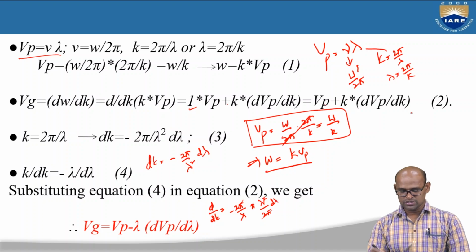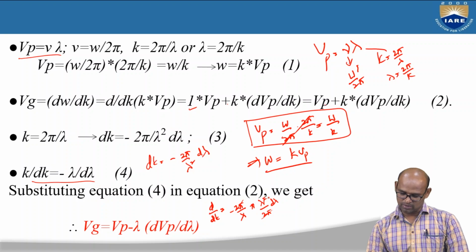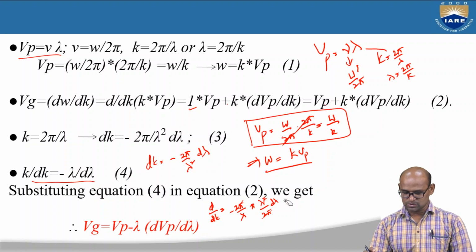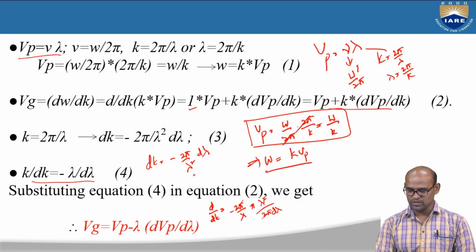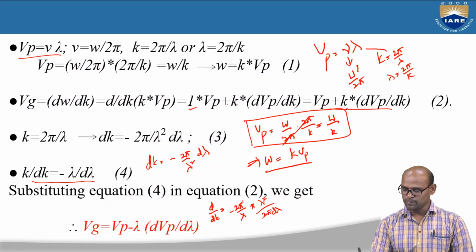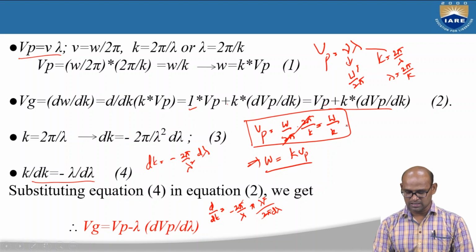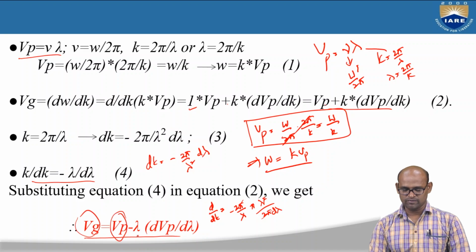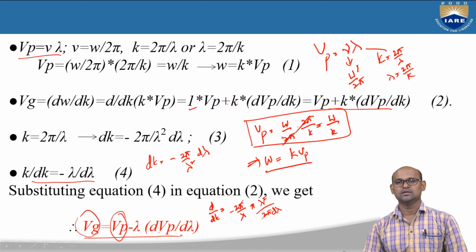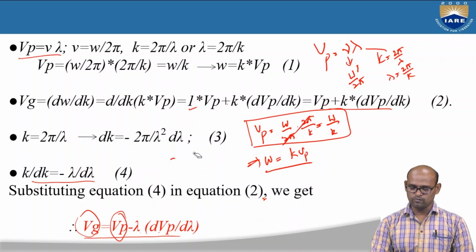So in equation 2, I am going to substitute this k by dk, which is minus lambda by d lambda. So Vg is equal to Vp k by dk, and k by dk is minus lambda by d lambda. So basically that equation will be Vg, the group velocity, is equal to phase velocity Vp minus lambda into dVp by d lambda. So this is the relation between phase velocity and group velocity.